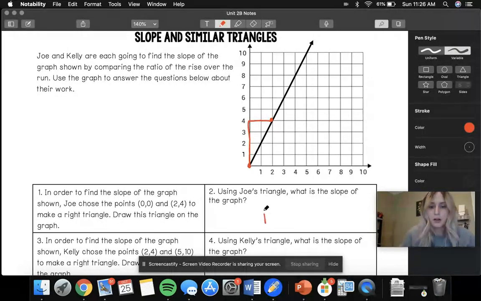Okay, so for Joe, his rise was from 0 to 4, so it went up 4, and its run was from 0 to 2, so it went over 2. So as a ratio, that is 4 over 2, which is equivalent to 2 over 1, or just 2.